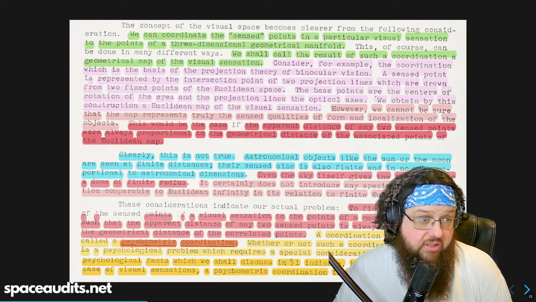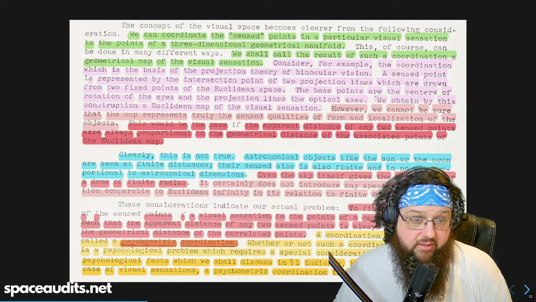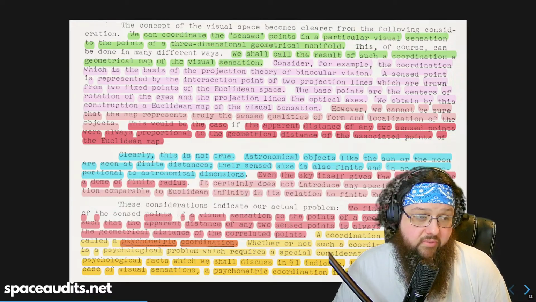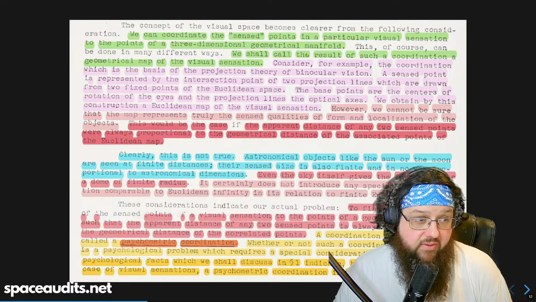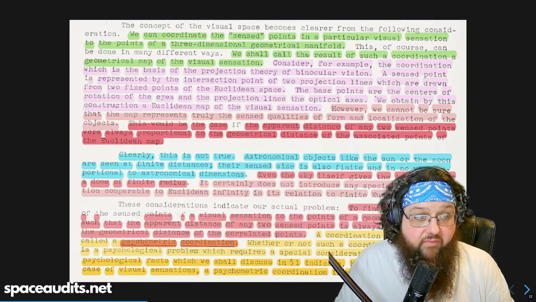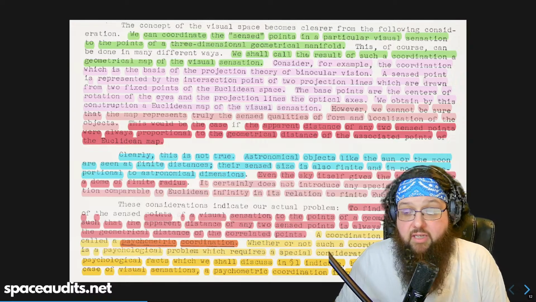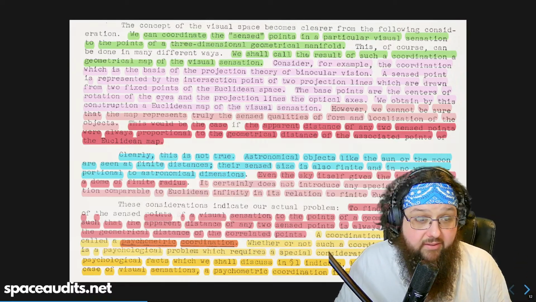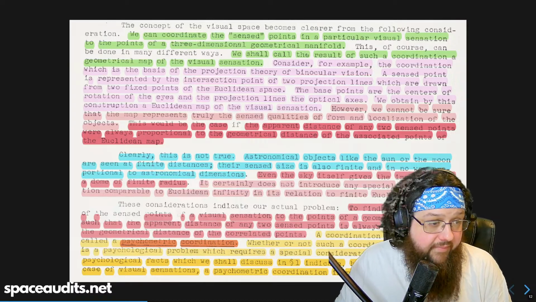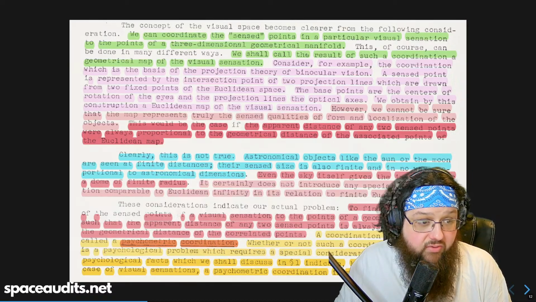However, we cannot be sure that the map represents truly sensed qualities of the form and localization of the objects. This would be the case if the apparent distances of two sensed points were always proportional to the geometrical distances of the associated points on the Euclidean map. So he's saying, and we'll get into an experiment that goes over this specifically, about the Euclidean predictions about depth perception at the horizon and how this optical compression really comes into play. So clearly, this is not true.